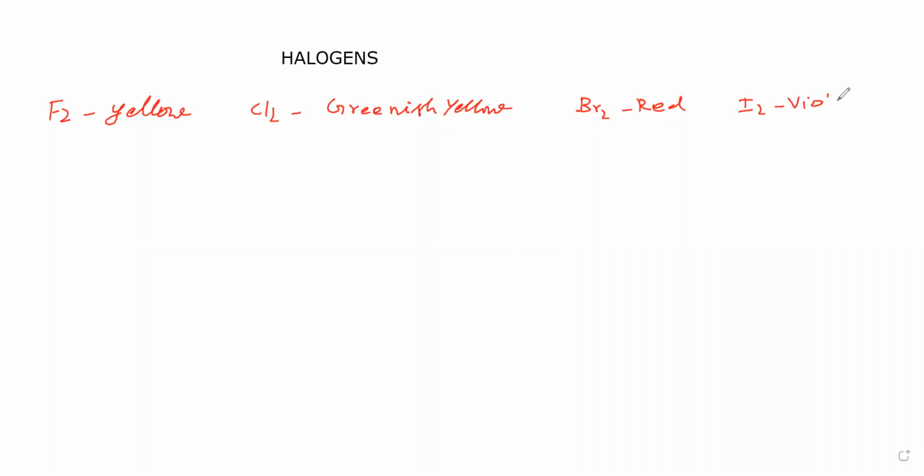Let us continue with halogens. In the halogens, we'll see the color of halogens. Fluorine shows yellow color, chlorine greenish yellow, Cl2 greenish yellow, bromine red, iodine violet. Iodine is giving violet color. Halogens are showing colors like this.